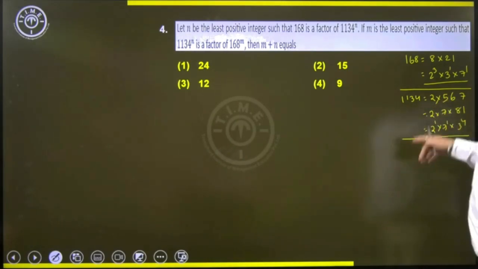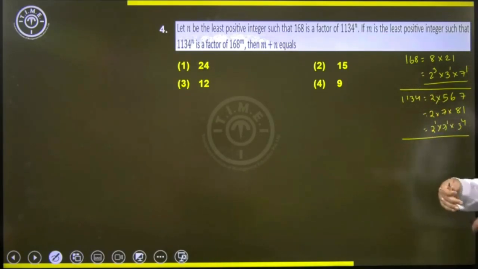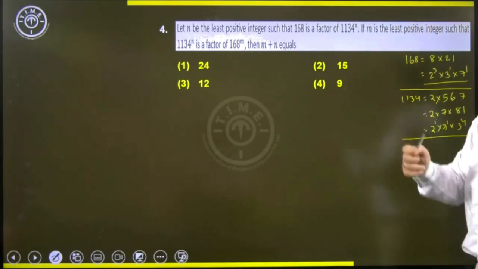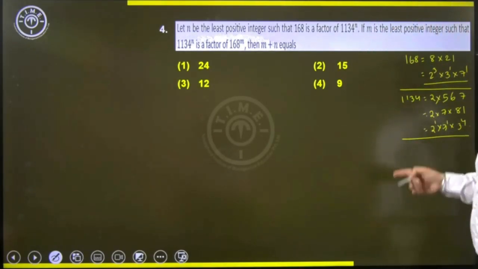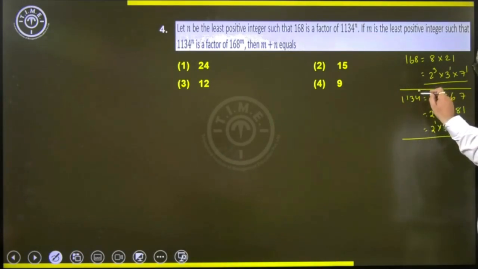Now please understand, if 168 has to be a factor of this, can I say this must have 168 in it? So this 1134 to the power n should be 168 into something. Now for this to be 168 into something, can I say if I want to talk about power n, so everywhere you will get power n.